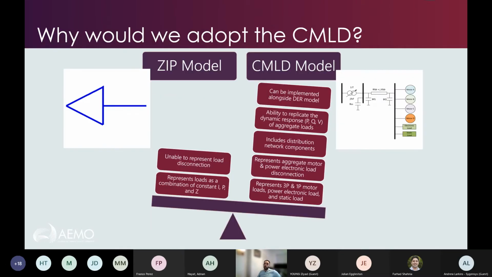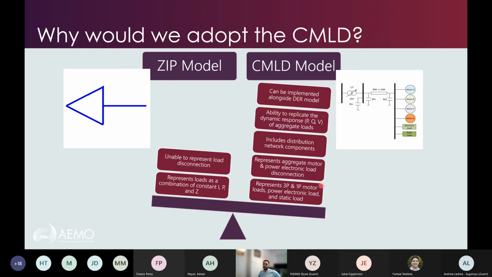Okay, moving on. So why would we adopt the composite load model, other than what we've already discussed? The ZIP model, number one, is unable to represent load disconnection. And number two, it's this combination of constant I, P, and Z, and it worked well for AEMO for the last 20 years, and plenty of consultants and network service providers can attest to that. But there are a few critical things that we outline here that tilt the scales, if you will, in the direction of the composite load model.